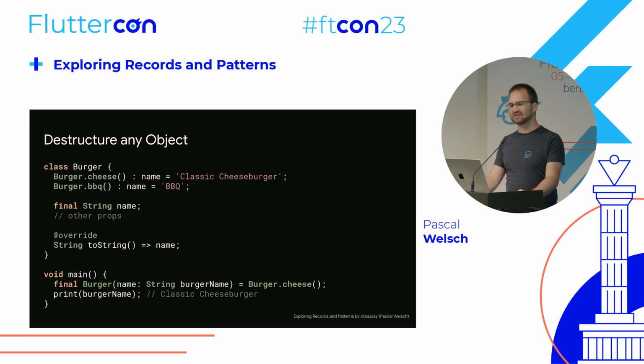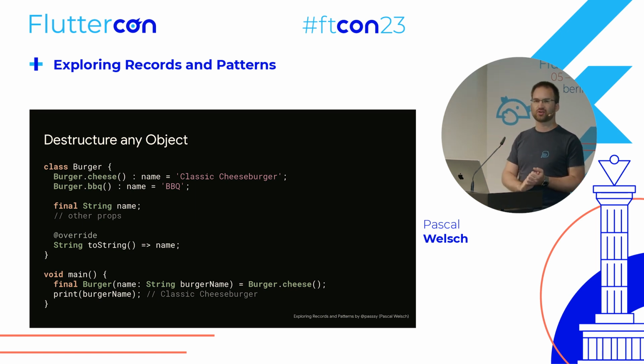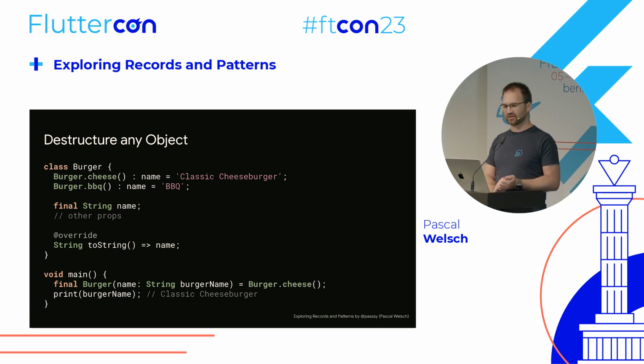But what is supported is normal objects. Any objects you have already in your code can be destructured to get the values and assign them to variables right away. Here I created a burger, and at the very bottom, I'm destructuring it. So final burger, and then I use the name parameter and assign it to burger name.